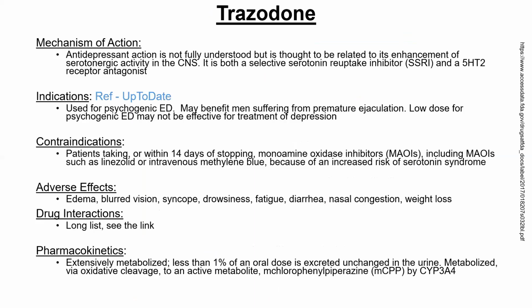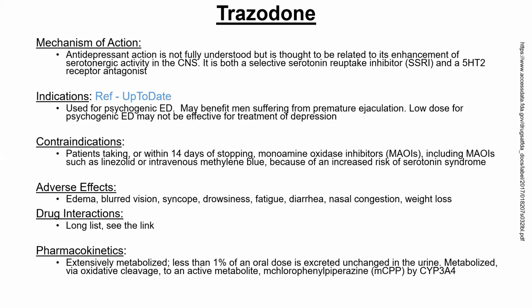So next we're going to move on to other drugs that are listed for the treatment of ED, and that includes trazodone. Trazodone is an antidepressant, and the way it works as an antidepressant is it inhibits the reuptake of serotonin, just like your SSRIs do. And it also antagonizes the serotonin 2A receptor. So that's its mechanism of action for your antidepressant effect. What it is used for here is psychogenic ED.